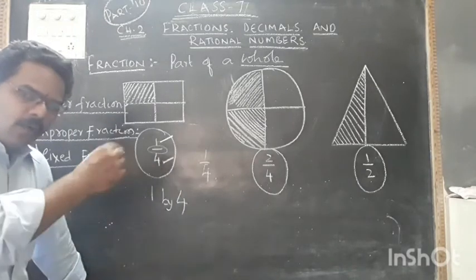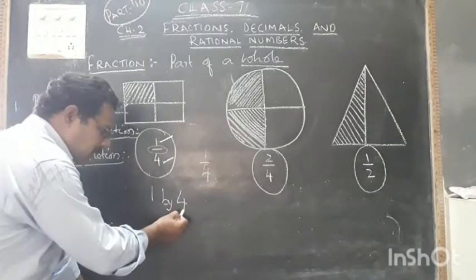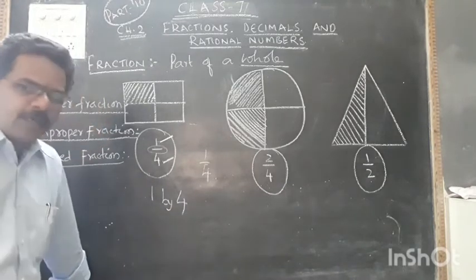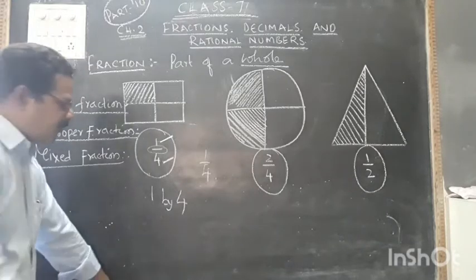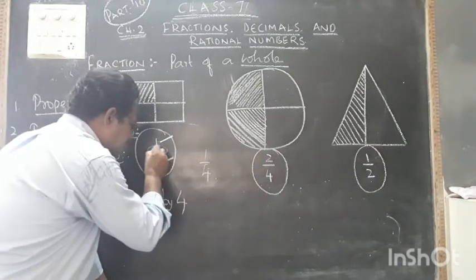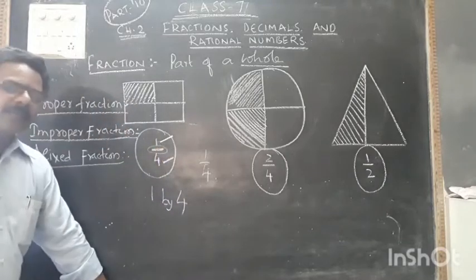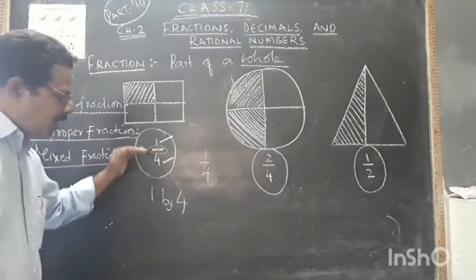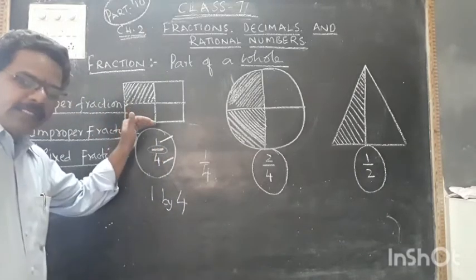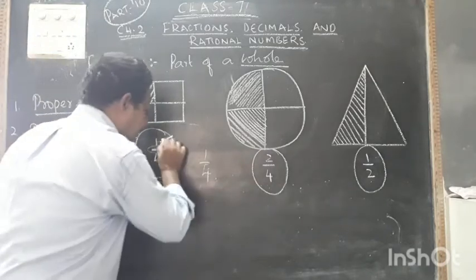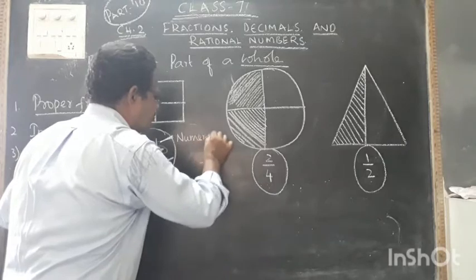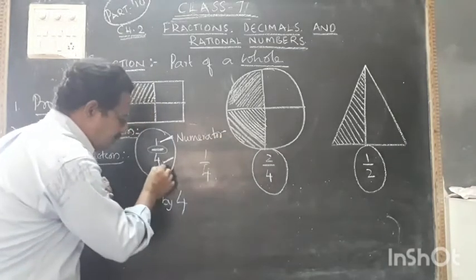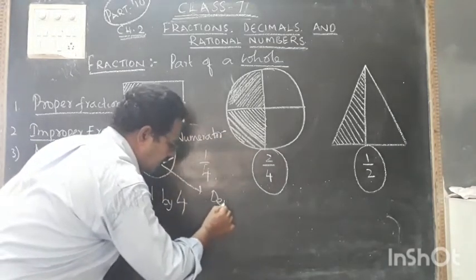So one whole object is divided into 4 parts. In those 4 parts we have taken one part. This is called 1 by 4. In 1 by 4, the by symbol is there. This is the main symbol. The number above the by symbol is called the numerator, and the bottom number is called the denominator.